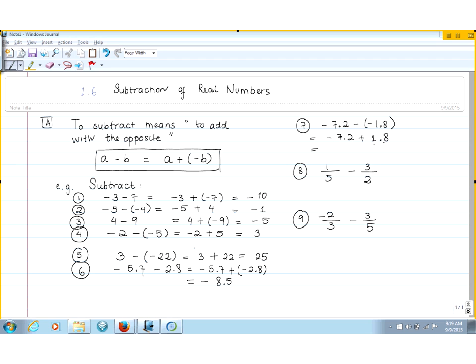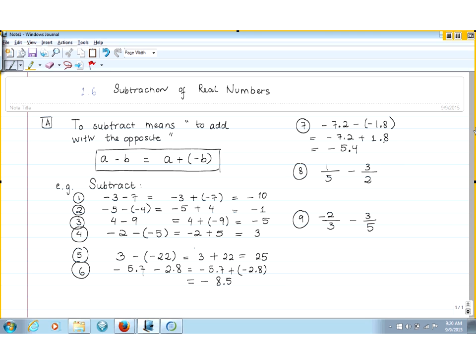What do you do to the absolute value? Subtract. So it will be negative. So 7.2 minus 1.8. So we subtract. 12 minus 8, 4. 6 minus 1, 5. So negative 5.4. Yeah? Question? No? Easy? Okay. Good.